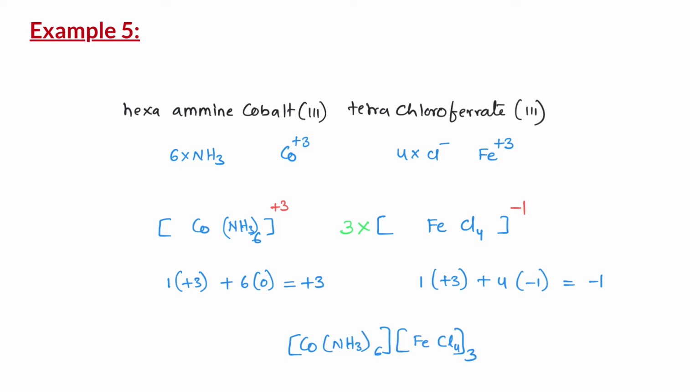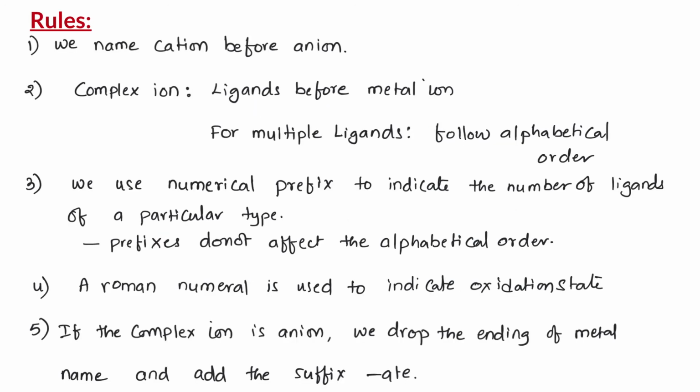Therefore, the overall formula is square bracket Co(NH3)6, end of the square bracket, and begin another square bracket, FeCl4, end of the square bracket, 3 times. Here are all the rules in a single slide for your convenience.